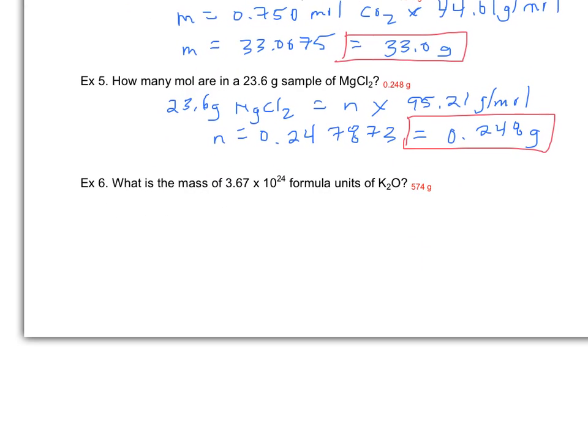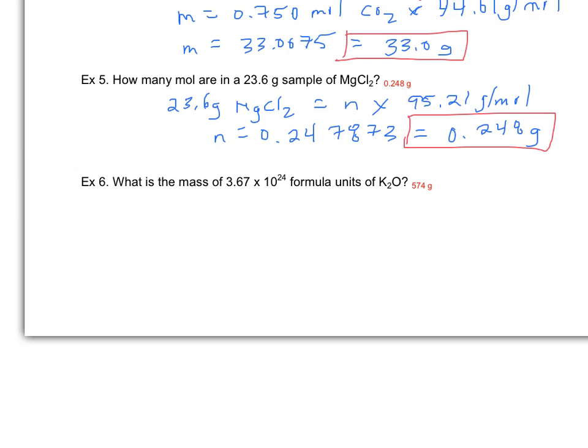Example 6 requires us to use both the particle to mole conversion equation and the mass to mole conversion equation. It asks what is the mass of 3.67 times 10 to the 24 formula units of K2O. I first need to figure out how many moles are in that sample by using the equation n equals N over Na.